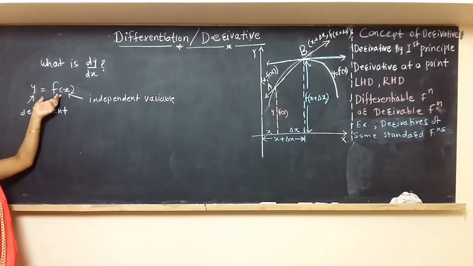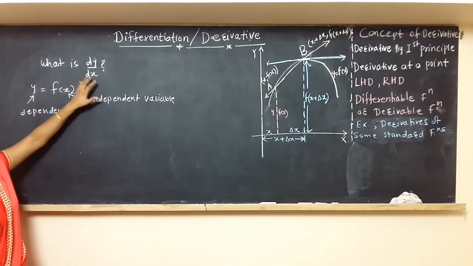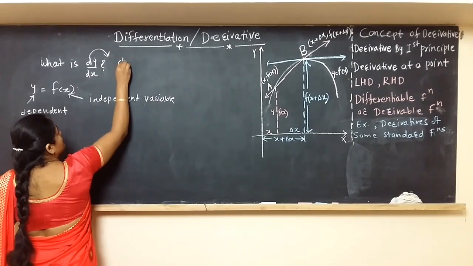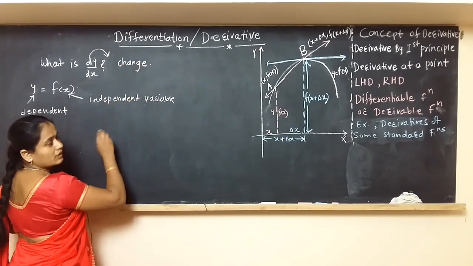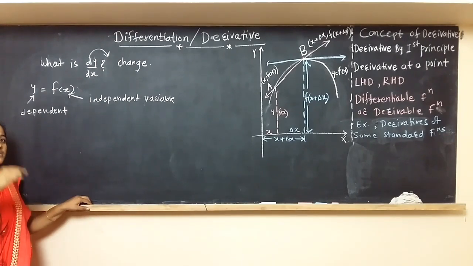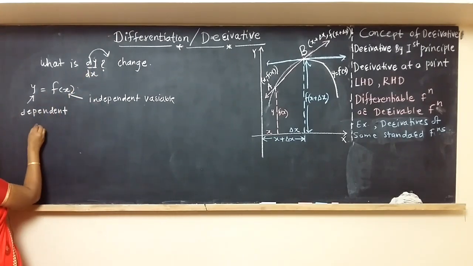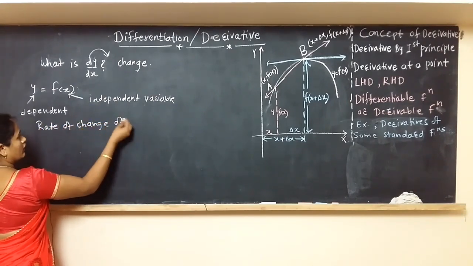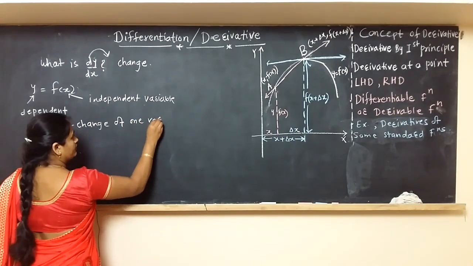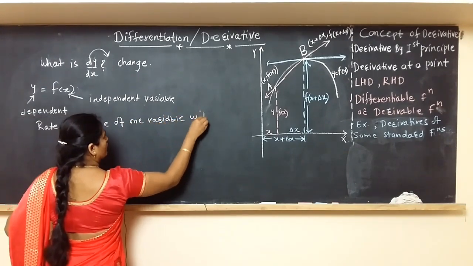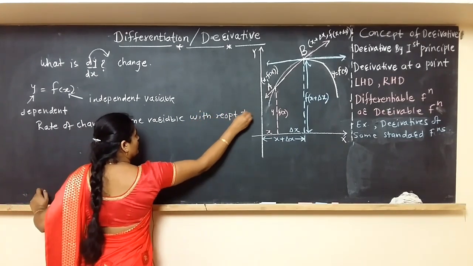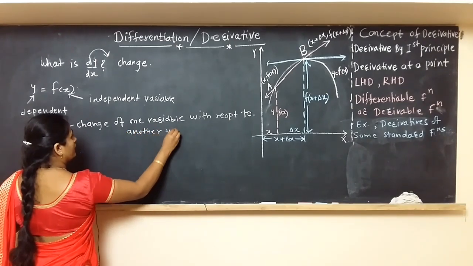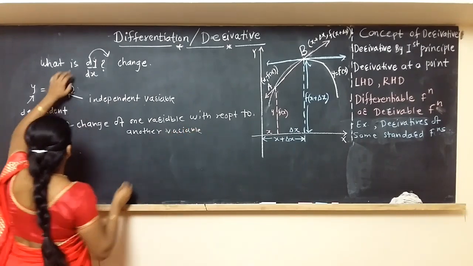So when we take such a function, its derivative is denoted like this, dy by dx, where d simply represents a change. The letter d represents the change. That means here the rate of change of one variable with respect to another variable is nothing but dy by dx.